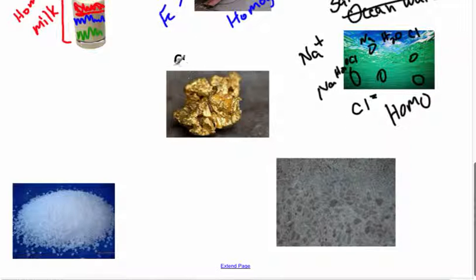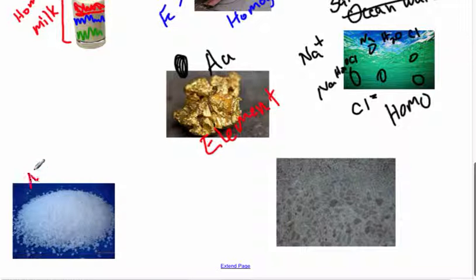Let's go to gold. I wrote the wrong symbol. Au, gold. Is this on the periodic table? Yes. So it's an element. That's the easiest way to tell whether something's an element or a compound. Just look, is it on the periodic table? Yep, that means it's an element. The only things on the periodic table are elements, so that's easy to do.